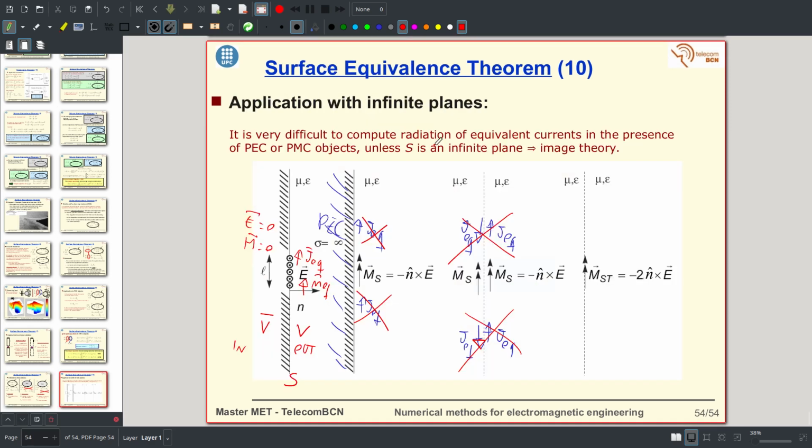Okay, so with this we finish chapter 2, the chapter on theorems and principles. Now we have a strong background. We have reviewed what was necessary. We have also introduced new concepts and new things that were new to you. And now we have a strong background that we can use to start with numerical methods in chapter 3.